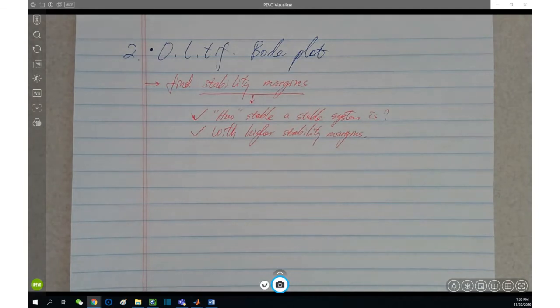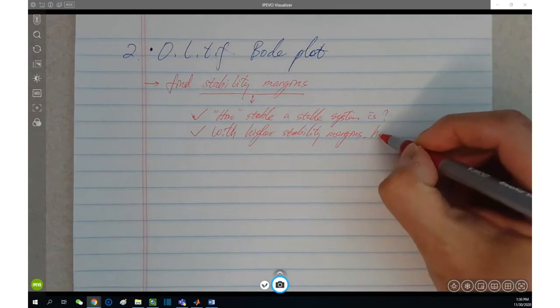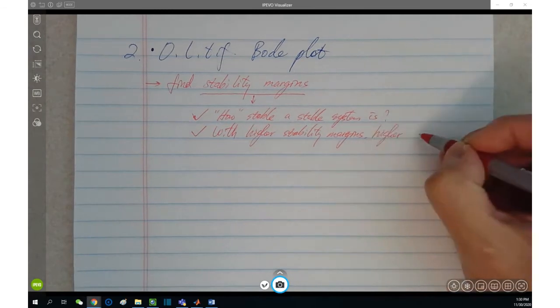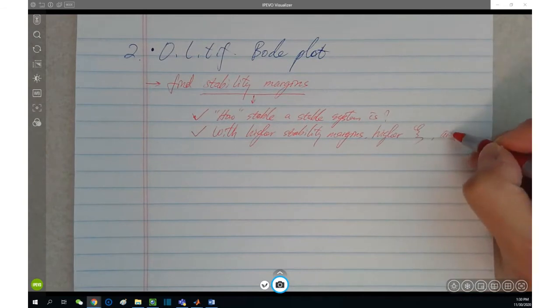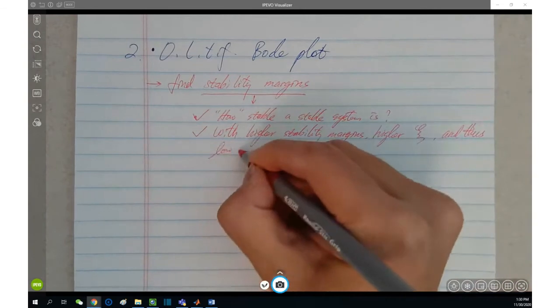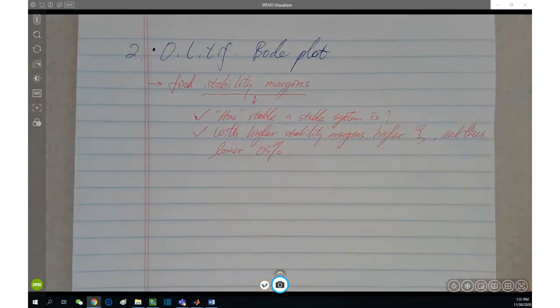So basically, combining Sawyer and Kevin's answers, we are reaching the correct description. We can say it in this way: higher damping ratio and lower overshoot. Okay, very good point.